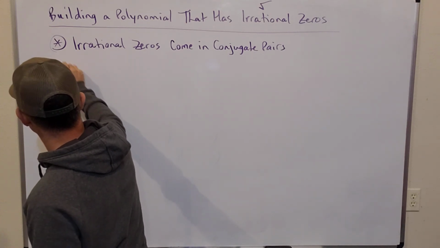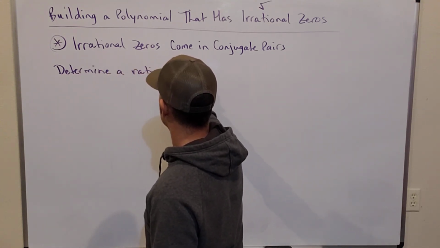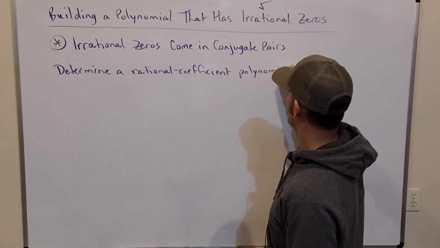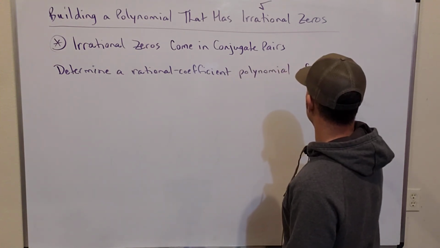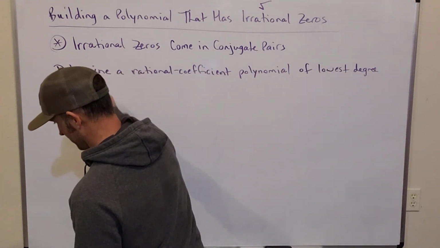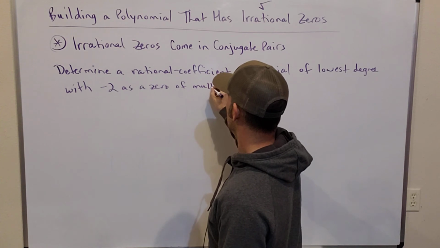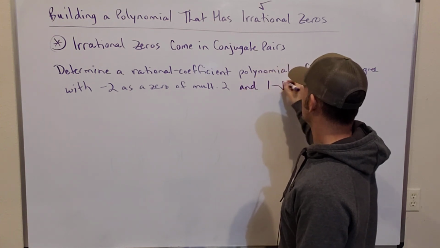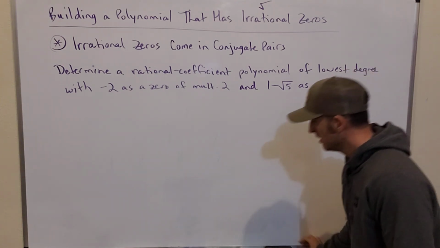Determine a polynomial. Let's say it's different this time. How about determine a rational coefficient polynomial. It's kind of a weird way to say that. Just trying to save some time and space here. Determine a rational coefficient polynomial of lowest degree with negative 2 as a 0 of multiplicity 2, and 1 minus the square root of 5 as a 0. Okay? So we'll take the same approach here that we did last time.